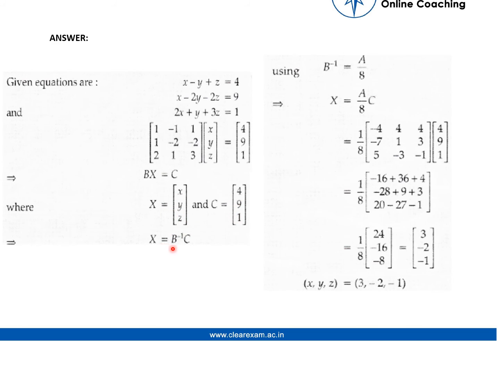So X is equal to B inverse C. Now we have calculated B inverse as A by 8. Replacing it in the equation, we get X is equal to AC by 8. So keeping 1 by 8 aside and multiplying the matrices A and C, we get 1 by 8 multiplied by the matrix [24, -16, -8], and hence we get the values 3, -2 and -1, which are the respective values of x, y and z.